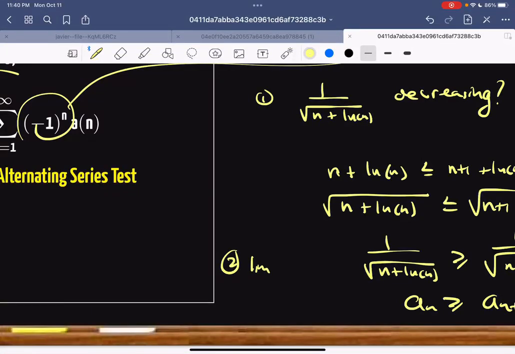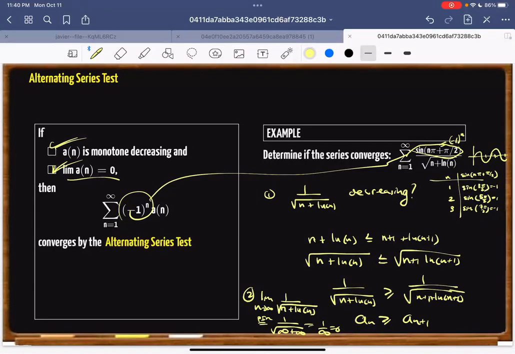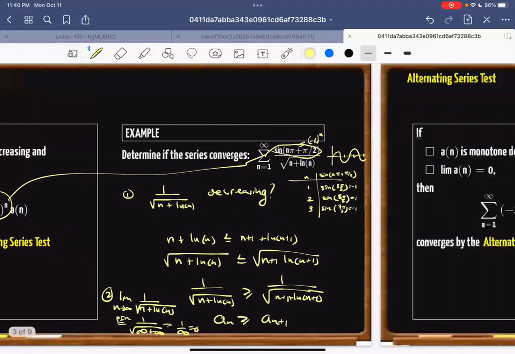So the limit as n goes towards infinity of 1 over the square root of n plus ln of n. That's equal to, by the plug-in method, 1 over the square root of infinity plus infinity, which of course gives you 1 over infinity, which gives you 0. So both of these easily check off, and lo and behold, we have the powerful alternating series test being used here to conclude that this series converges. Okay, that was not hard.